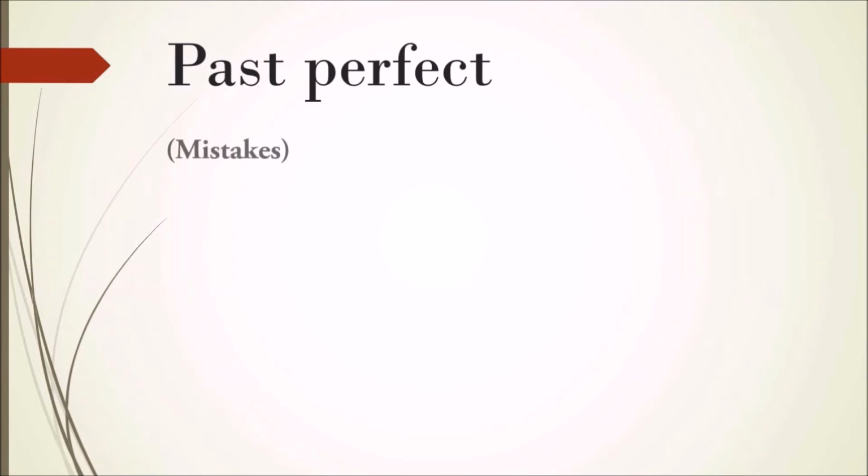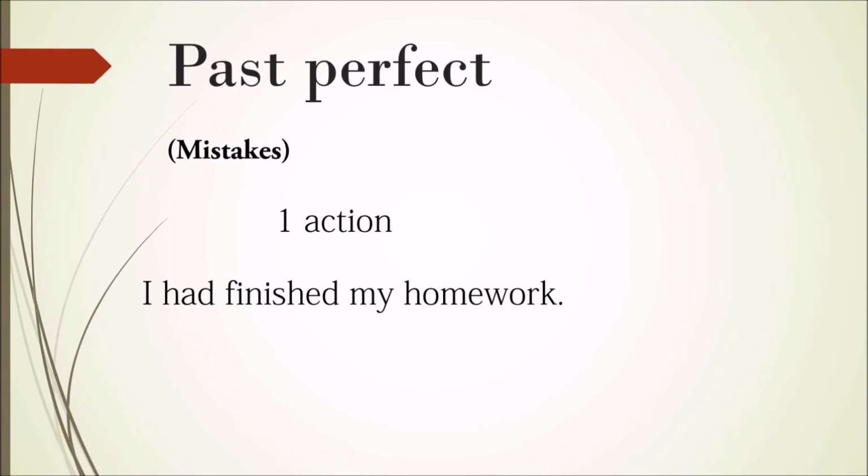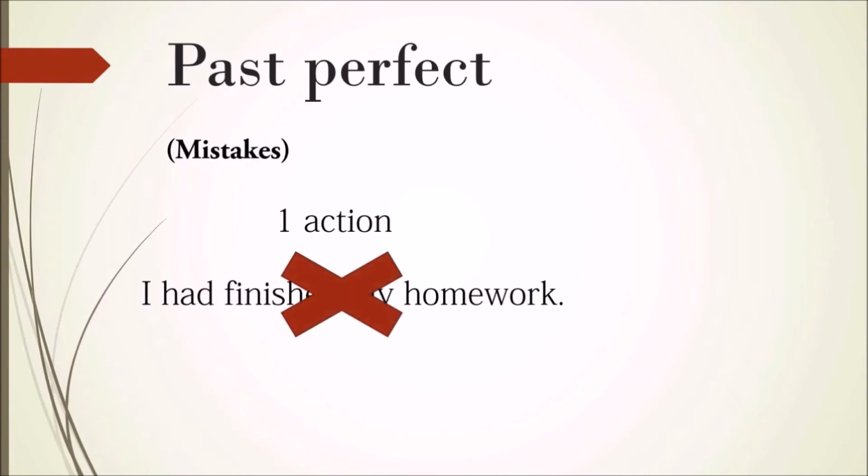Now, general mistakes that we face with past perfect. When we have just one action, we can't use past perfect. For example, I had finished my homework. If I say I had finished my homework, the other person is waiting for me to say what is the next action, because we said that past perfect we are using for two actions, or I will use it for this action, which is one, and I need the point of time which this action finished before. So in this occasion, I can't use past perfect.